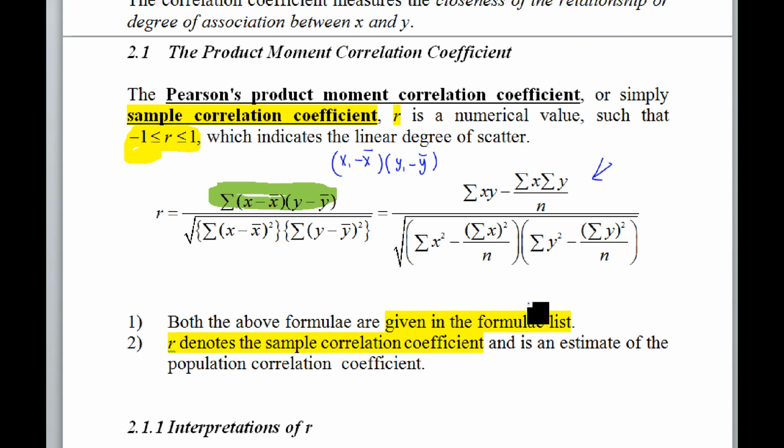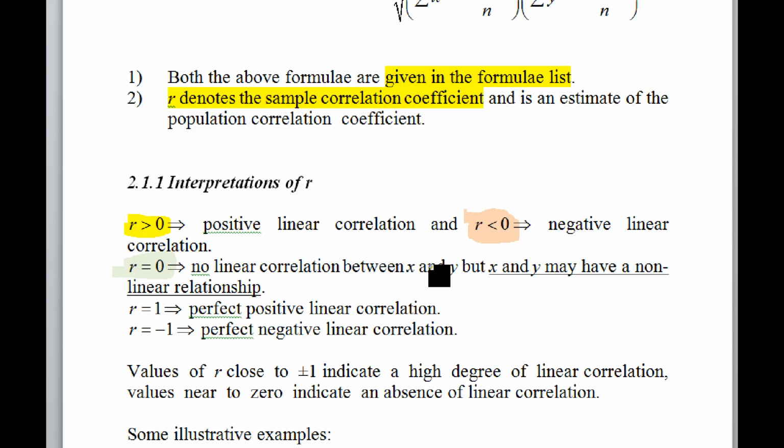Okay? r is the sample correlation coefficient, right? Because given the data points, it's the sample data. Hence, it estimates the actual correlation coefficient. Okay, now this is very easy.